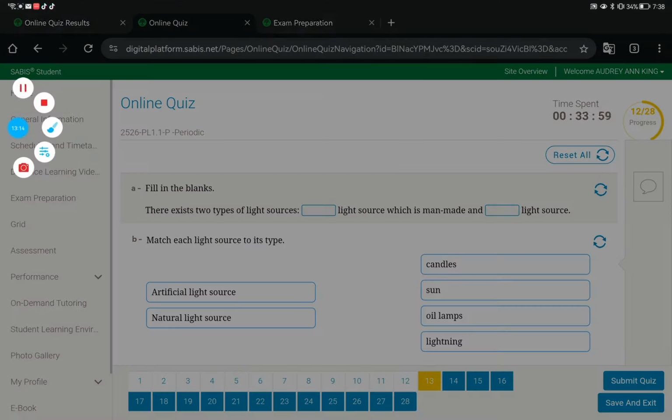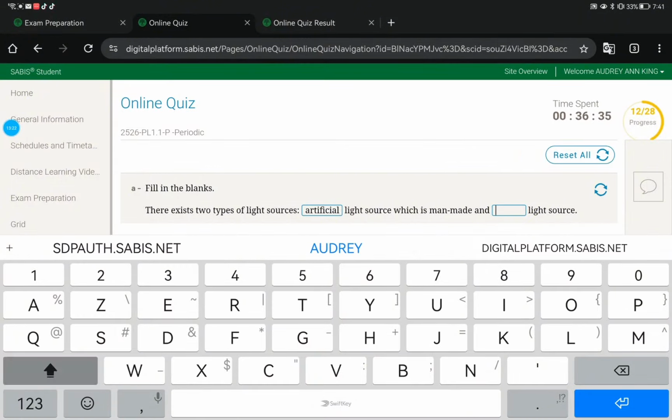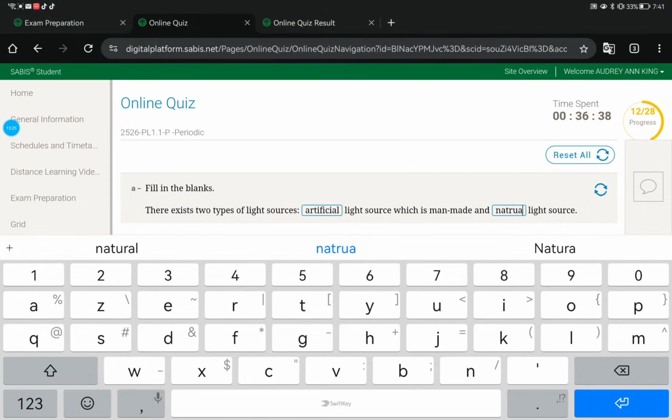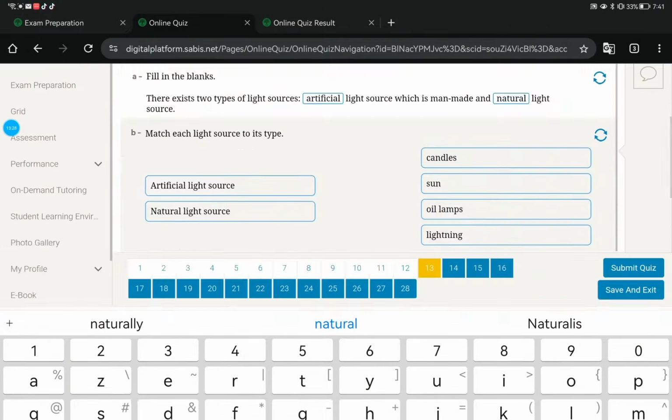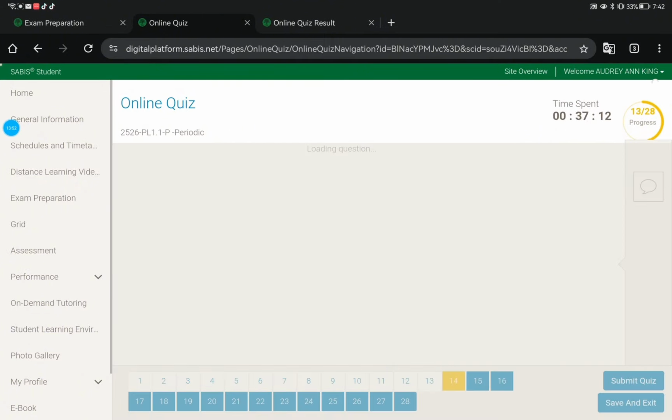There exist two types of light sources. The first one is artificial, because if it's man-made, it's fake. And natural light source, which means the Earth just made it itself, so it's natural. An artificial light source is... Okay, candles are artificial because the wax didn't even come from the Earth. It's literally man-made. The sun is natural. It's been there forever. Oil lamps, again, did not come from the Earth. Lightning, yes, it's natural.